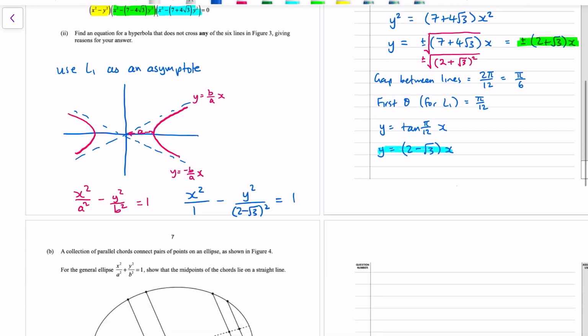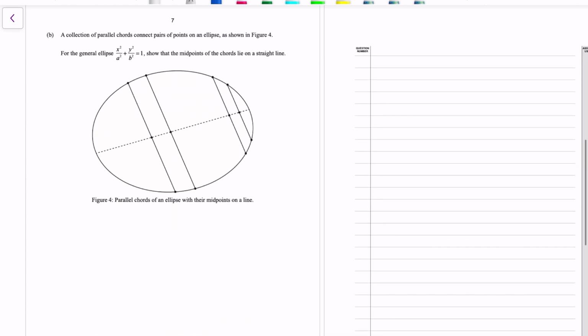Okay, now for the last part. In the examiner's report for this exam, it said that this was the trickiest problem, and I imagine looking at the top scholar script that it determined whether the person was top scholar or not.